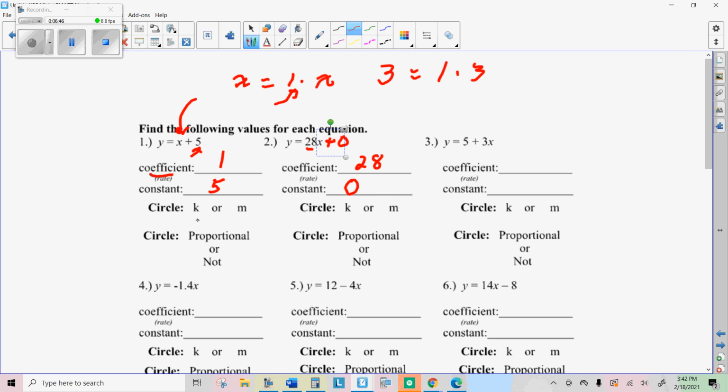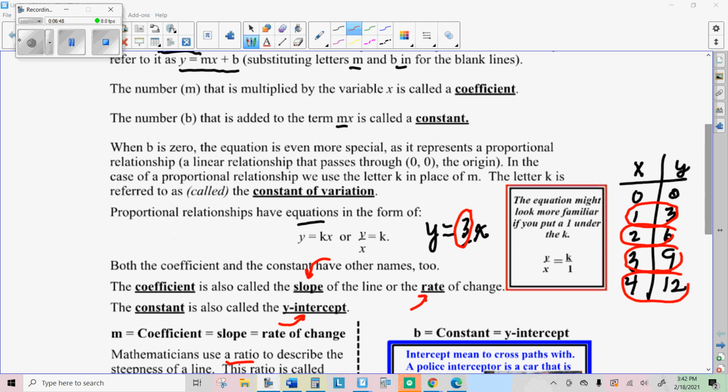Okay? Now, I skipped over just a little part of this here that's kind of important. When b is 0, the equation is even more special. We talked about that. I showed you that here. We get a proportional relationship. And when that happens, we use the letter k in place of m. Okay? And that's called the constant of variation. So we write the equation as y equals k times x instead of m times x. All right? So if it's a proportional relationship, we're going to use the letter k. If it's not a proportional relationship, we're going to use the letter m.